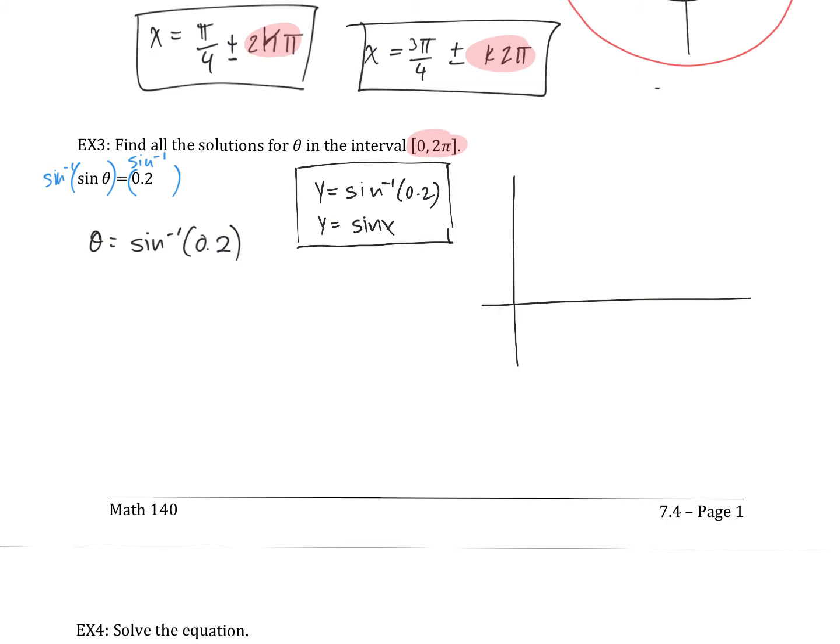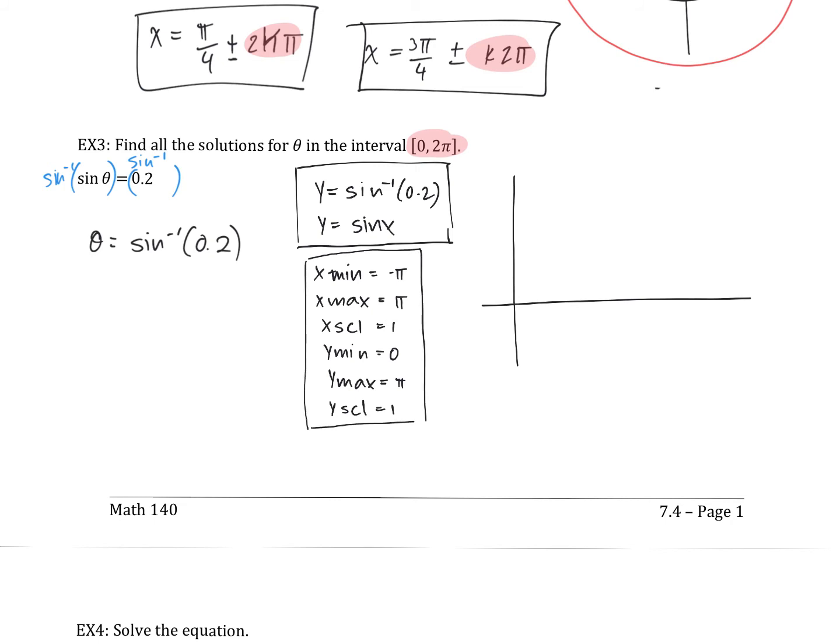Then after that, for my window button, I did my x min, the minimum value for x, as negative pi. X max, I did pi. Then for the x scaling, so how we scale the numbers, I did by ones. Y min, I did 0. Y max, I did pi. And then I scaled my y's by 1. And this I did by some guess and check, because in the beginning I had done both by pi, and that made it a little too big, so I had to change the y min to just 0.